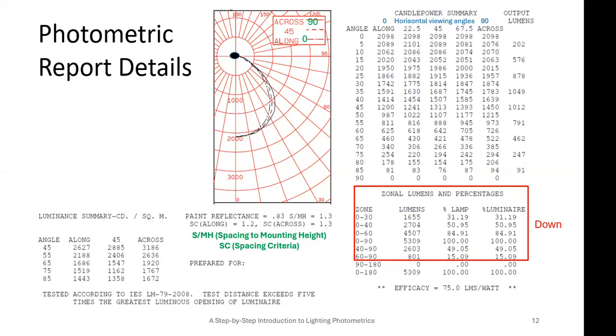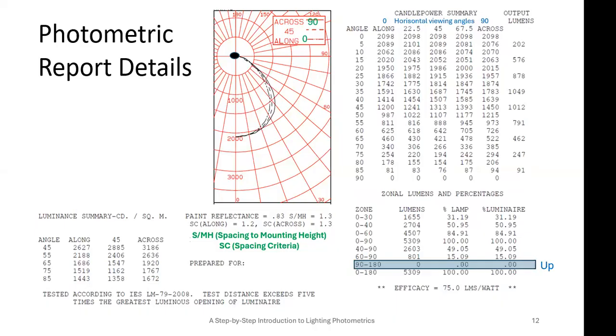Now we increase the percentage and so forth, all the way up to 0 to 90, and you'll see, what is that? 100%. So now you're going from 0 right below the luminaire all the way up to 90, which is horizontal, and all of a sudden now you're including all the light. And then you go from 90 to 180, and what do you see? You see 0.